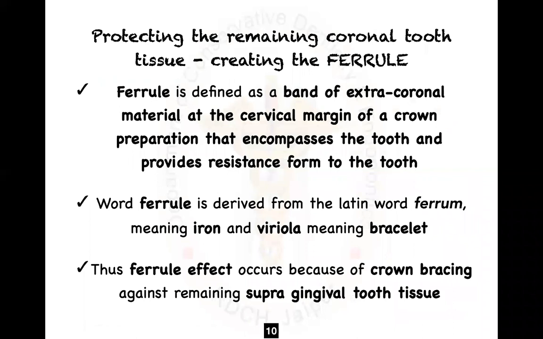So let's quickly get you a slide which was not present in my last class. Ferrule is defined as a band of extracoronal material at the cervical margin of a crown preparation that encompasses the tooth and provides resistance form to the tooth. The word ferrule is derived from the Latin word ferrum, meaning iron, and viriola, meaning bracelet. This ferrule effect occurs because of crown bracing against remaining supragingival tooth tissue.